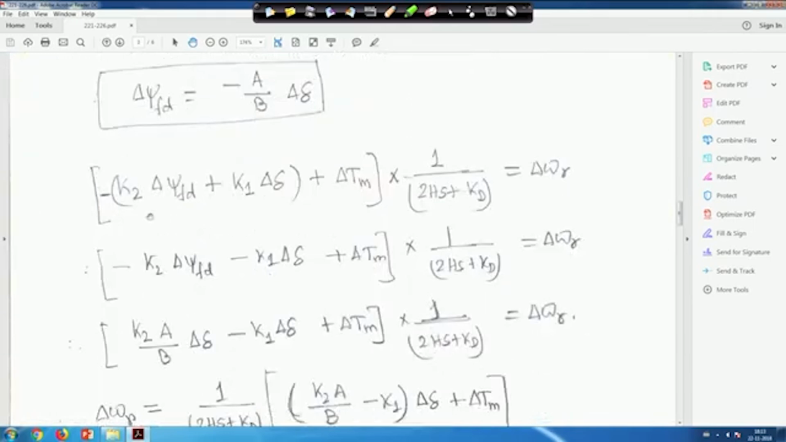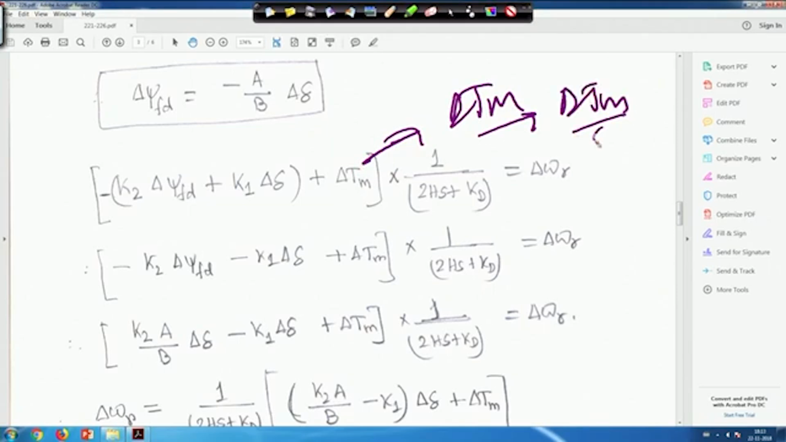So, from this we are writing this equation: minus K2 delta psi fd plus K1 delta delta, bracket close, plus delta Tm into 1 upon 2Hs plus Kd is equal to delta omega r. But delta Tm so far is actually a step input. Later, for ease of analysis, delta Tm has to be replaced by delta Tm upon s, because it is a step input. I have not put delta Tm by s here, at the end I will put it.